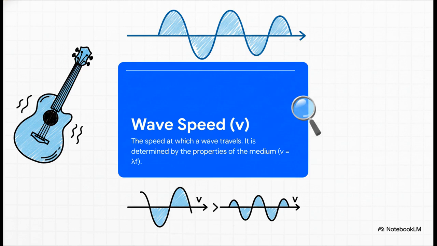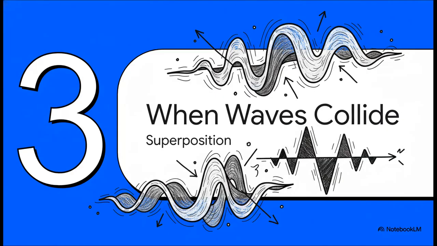And it all boils down to a really simple formula. The speed is just the wavelength times the frequency. That's it. So a wider wave or a faster wiggling wave is going to travel faster. Okay, section 3, when waves collide.